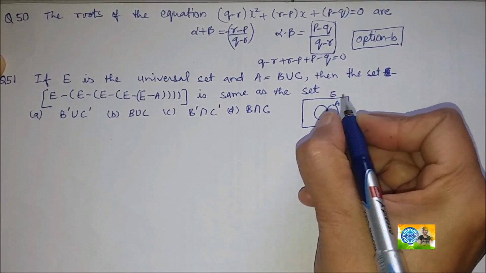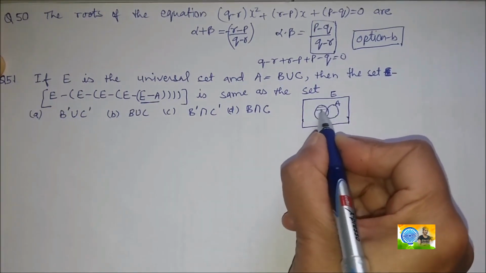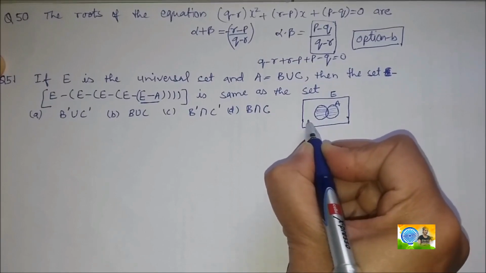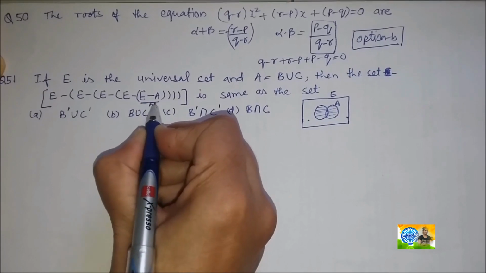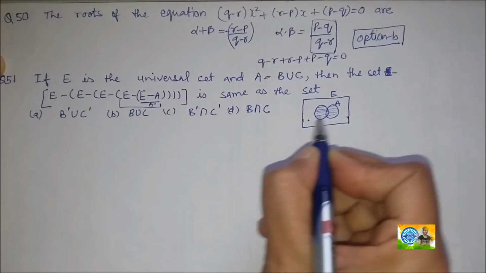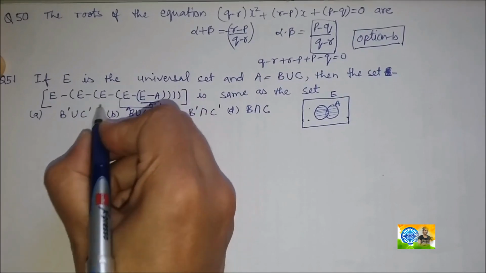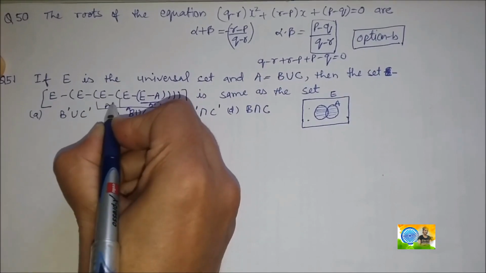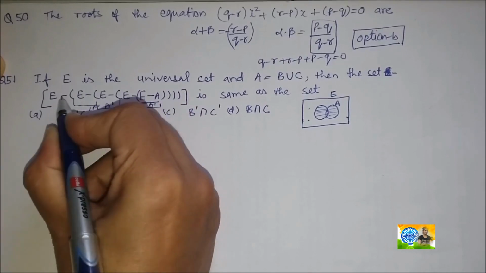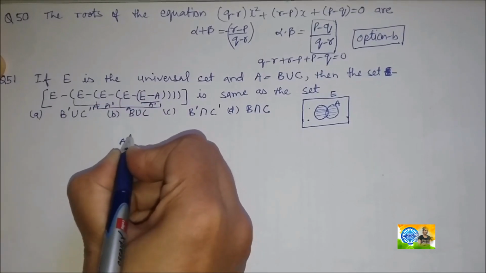Now let us see what we want to calculate. E minus A. E minus A means E except this A, everything that is outside here. This is E minus A, so this is the complement of A. Now E minus (E minus A) means up to here. This is A. Now E minus A, up to here, this is A dash. Similarly, E minus A dash, up to here we have A. Similarly, E minus A is A dash.